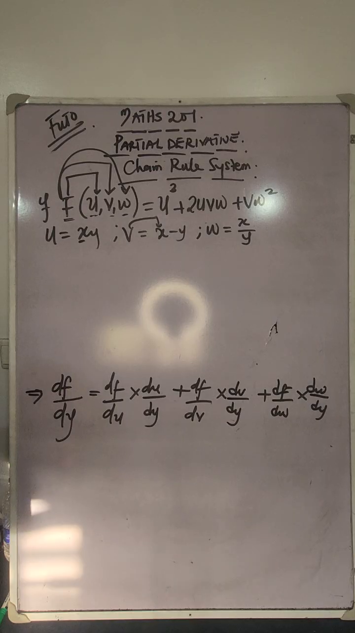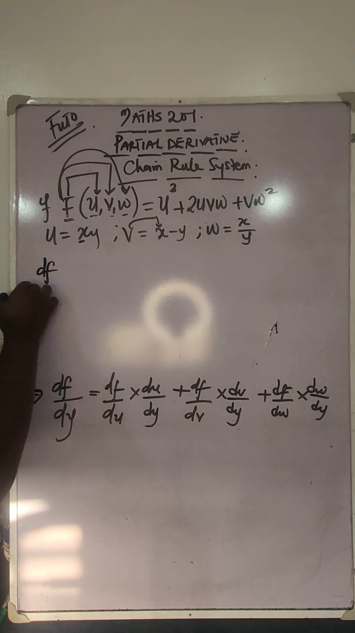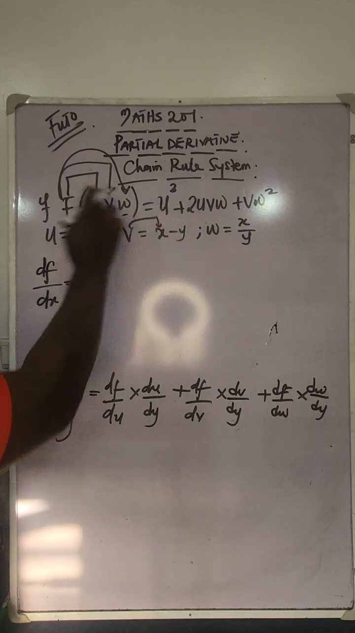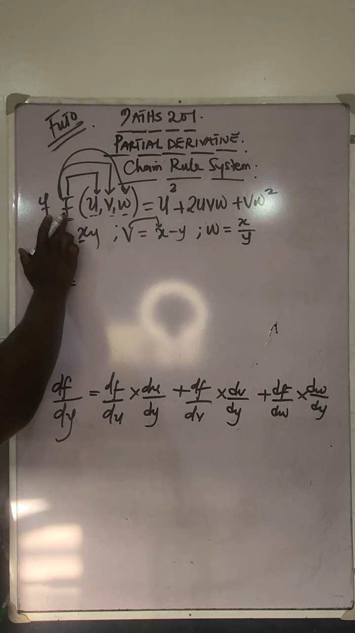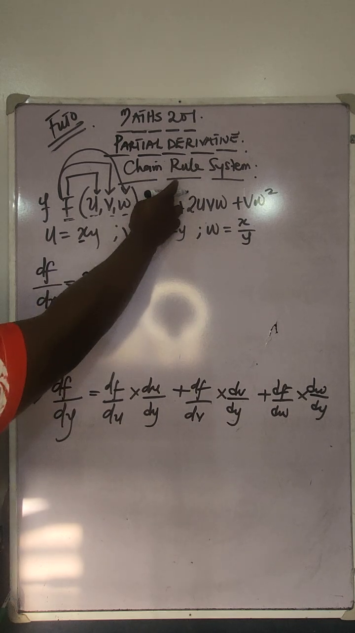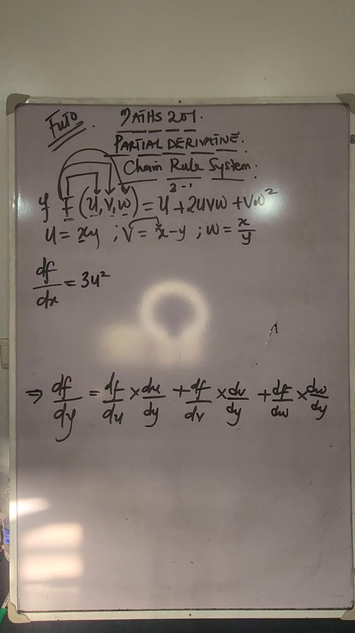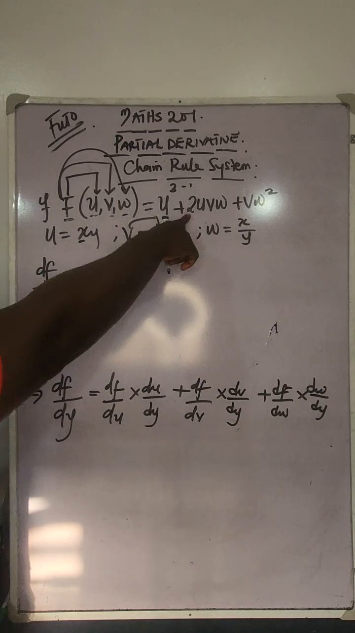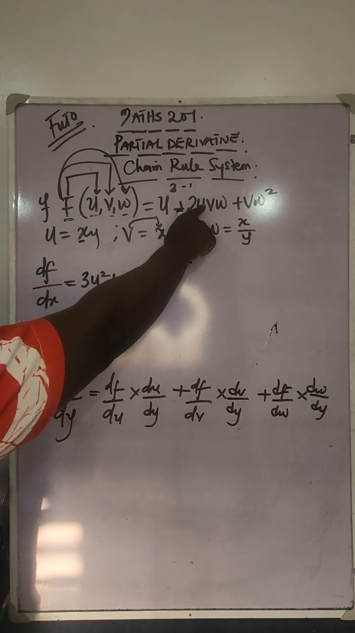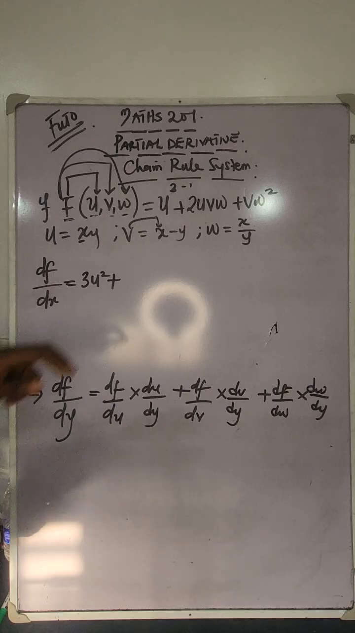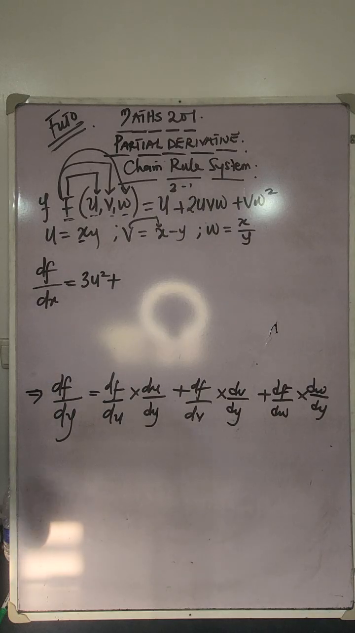So df/dx this time around. We said df/du, and what is df/du? Differentiating f with respect to u, which is 3u squared, because the 3 comes down, then minus 1, 3u squared. Plus, did you see that? If you differentiate with respect to u here, you have 2vw, because differentiating u here is 1. So you have 2vw.